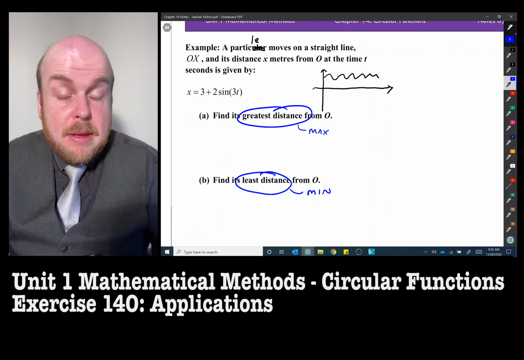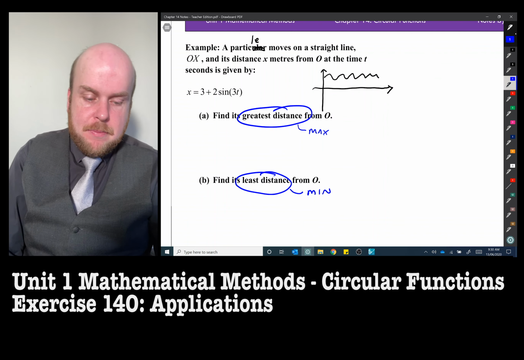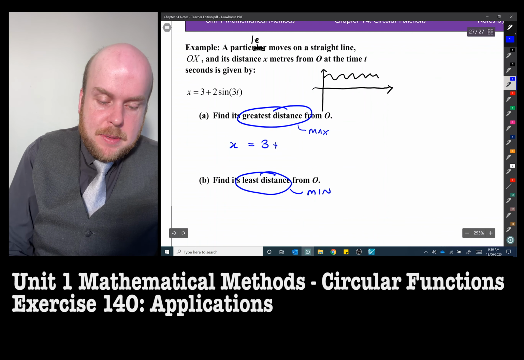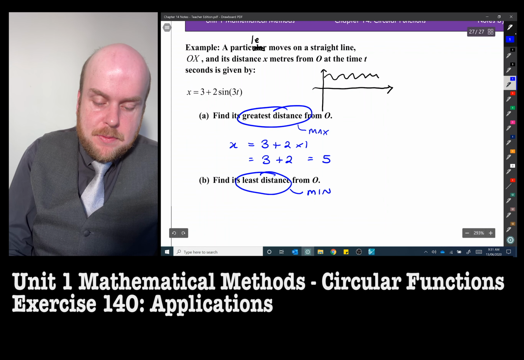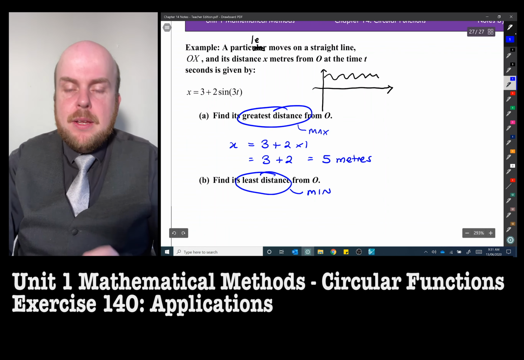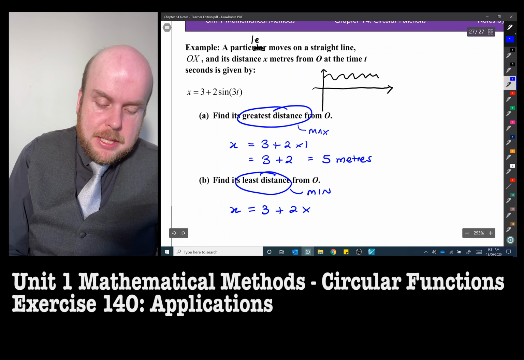Now we can hereby use the trick that we did in the prelude to be able to solve this question. The maximum distance is going to be 3 plus 2 times 1, which is 3 plus 2, which is 5, is it meters? Yeah. So 5 meters away. Similarly here, we can just times by -1.